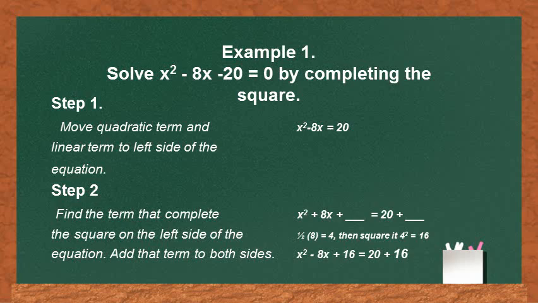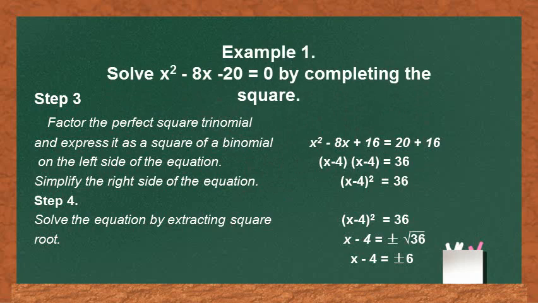Then we have step 2. Find the term that completes the square on the left side of the equation. Add that term to both sides. So the half of 8 is equal to 4. Then square it. So it will become 4 squared is equal to 16. So we will add that 16 to the equation. So it will become x squared minus 8x plus 16 equals 20 plus 16.